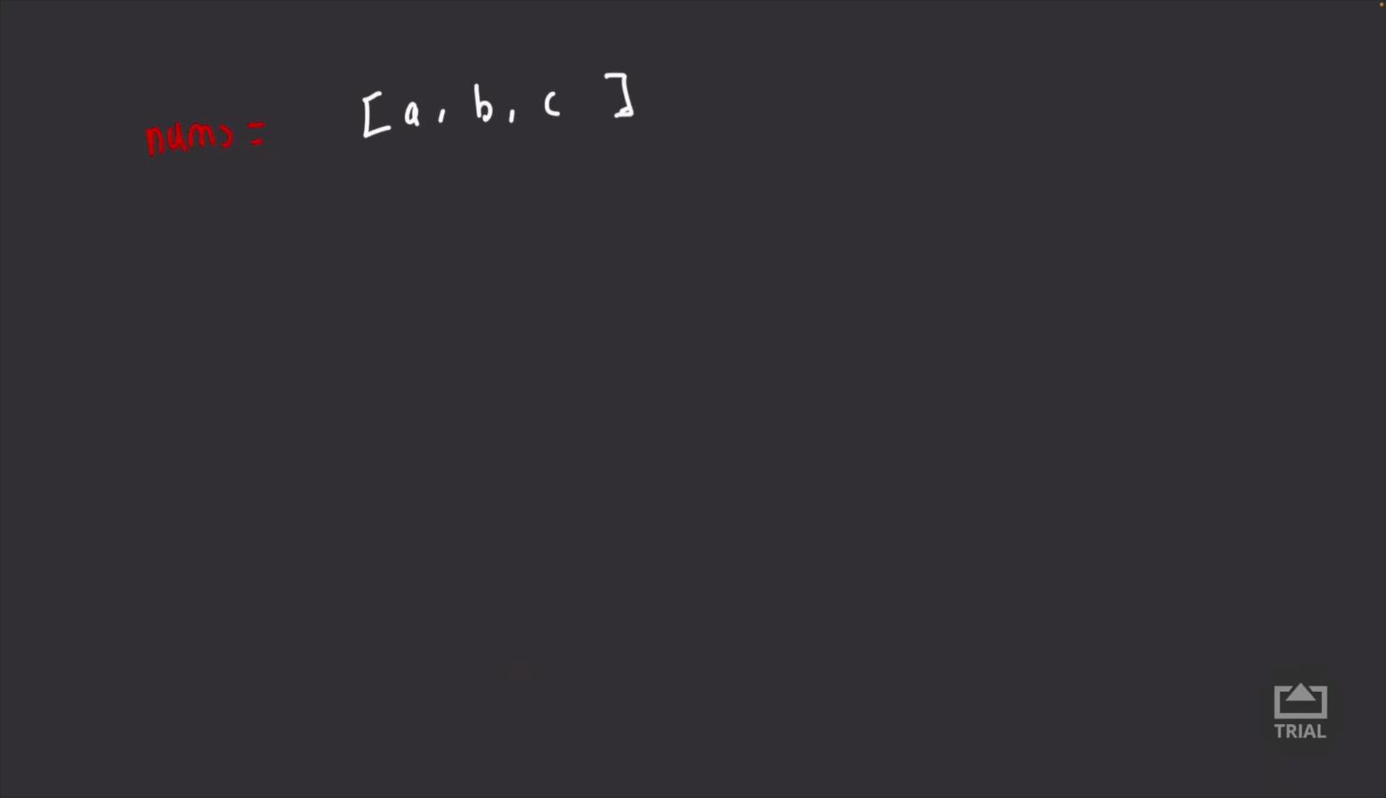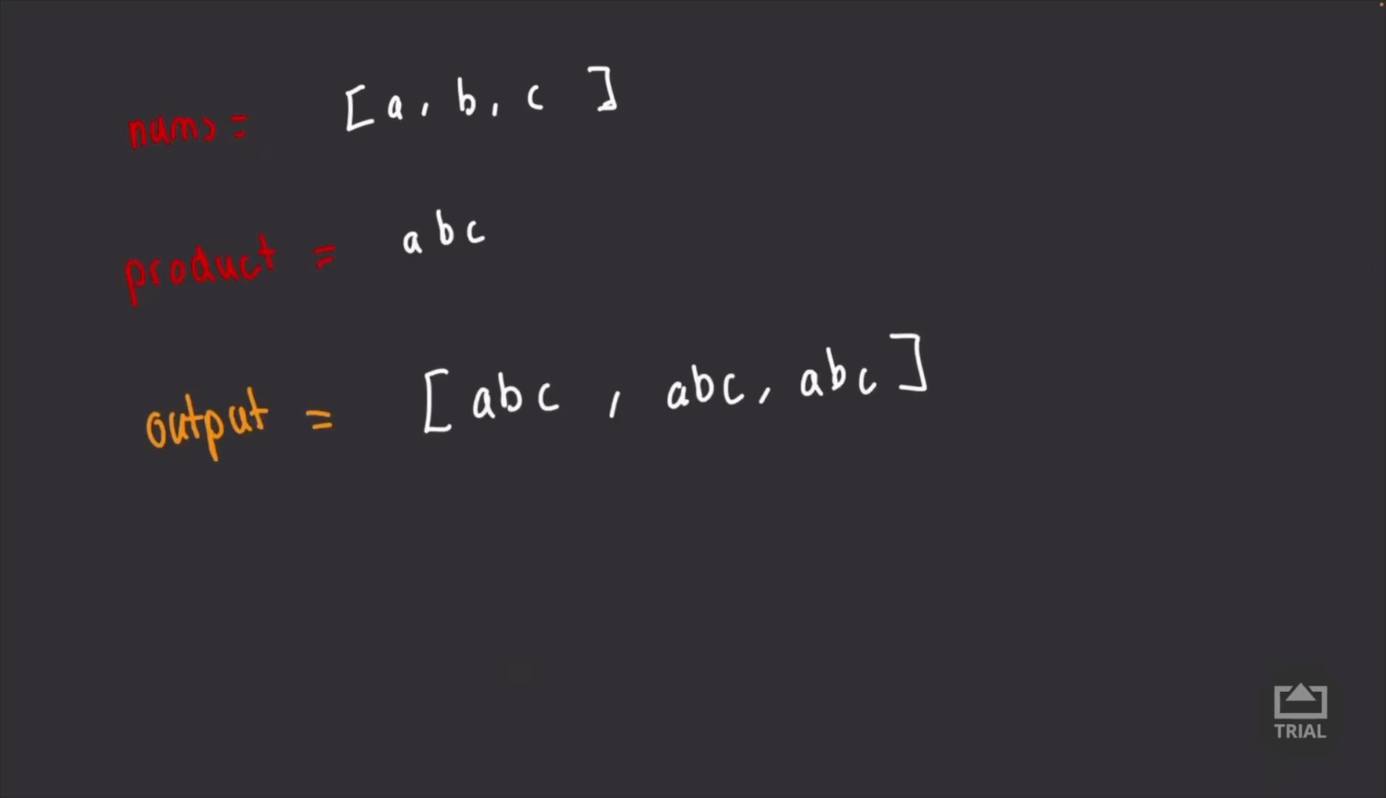This is what the second approach might be. What if we were to create an output array where every single element in this output array was the product of all the elements in nums? The product of all elements in nums is equal to a times b times c. Then we put a times b times c in each of these indexes in the output array.